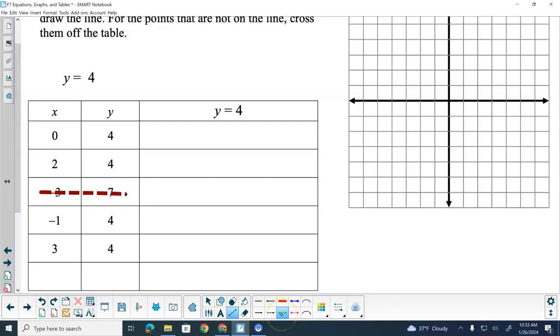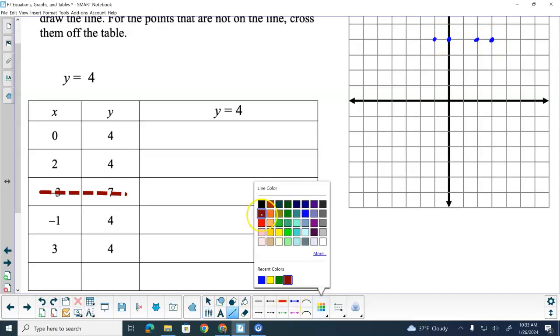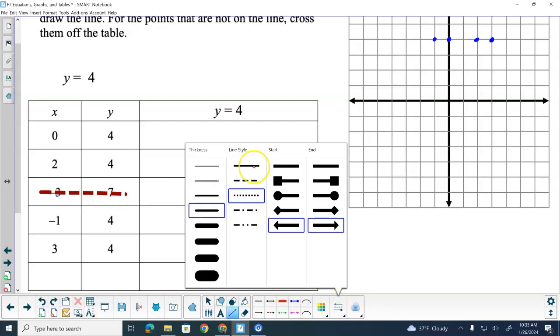So when I graph this line, let me plot some points here. So 0 comma 4 would be right here. 2 comma 4 would be right there. Negative 1 comma 4 would be right there. And 3 comma 4 would be right there. So when I graph those, I get that nice straight line.